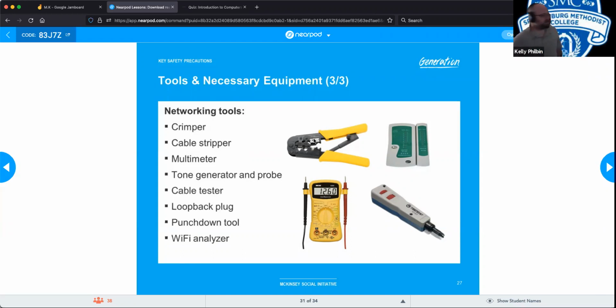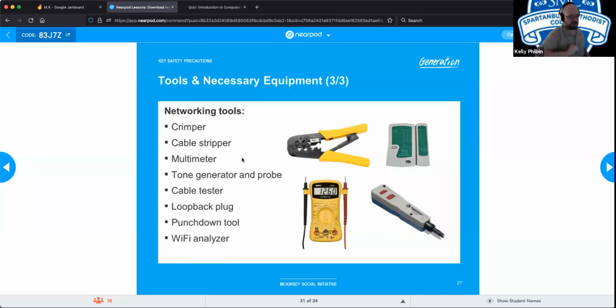Next, you have a tone generator and probe, which typically is a box that you would plug an Ethernet cable into. I'll have a better picture of it here in a little bit. And then that sends an actual musical tone through the wires. And then on the other side, there's a probe that you would put in if you're trying to figure out which outlet goes to which receptacle on a patch panel. When you touch it to it, it will give you a nice little beep.